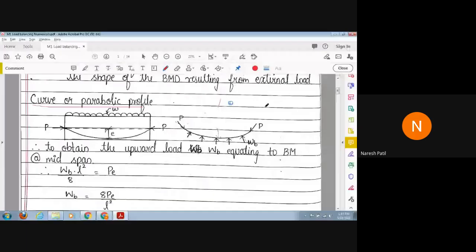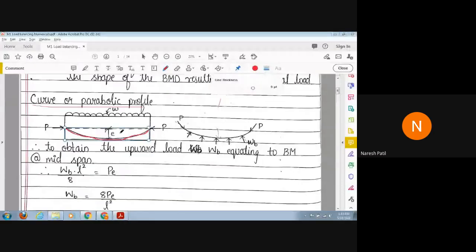Because of the UDL, the bending moment will be sagging. The beam bends downwards. So to resist that, you provide the cable profile parabolic in shape. You can change the cable profile and provide it in the parabolic shape, like this. You can see, you can provide the cable profile in the parabolic shape.